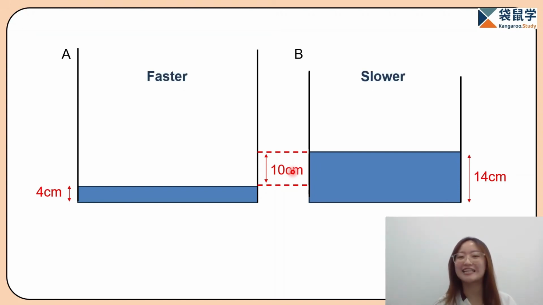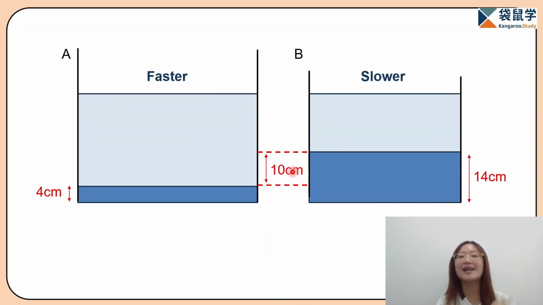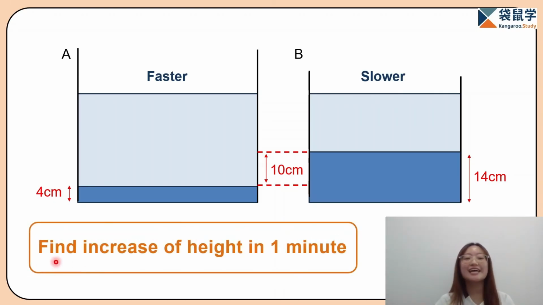And here is the animation. Yes, so they fill up to the same height. And if we look at the increase in height of A compared to the increase in height of B, what is their difference? It is actually 10 centimeters. So this will mean that tank A will need to fill up faster per unit time in order to fill up the extra 10 centimeters. So we will need to find the increase of height for both tank A and tank B per unit time. And in this case, it will be 1 minute.